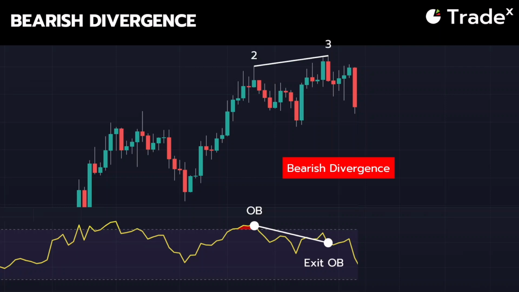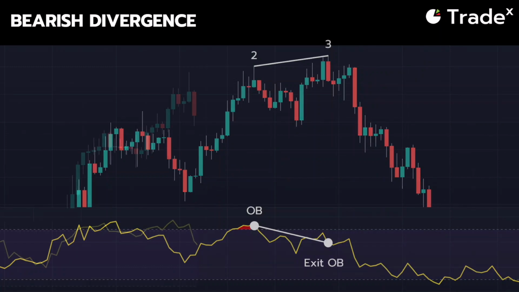Before entering a short trade, we should wait for the price to reverse downward. One effective technique is to draw a trend line connecting the lows. Once the price breaks this trend line to the downside, it's a signal to enter a short trade, anticipating further declines.